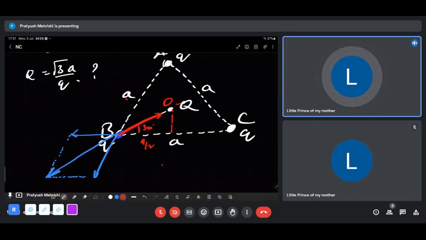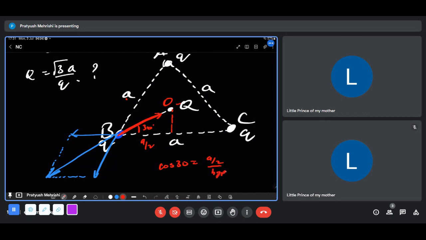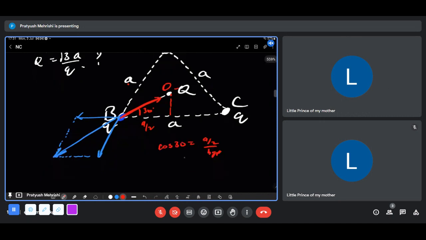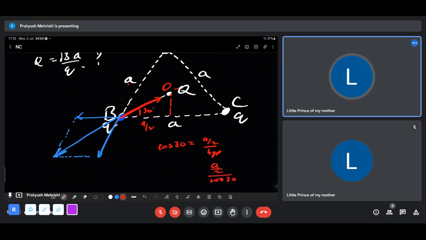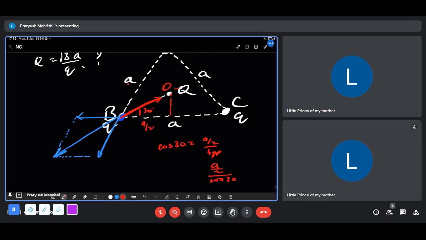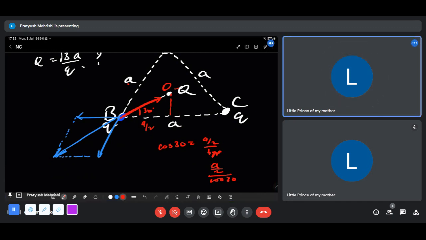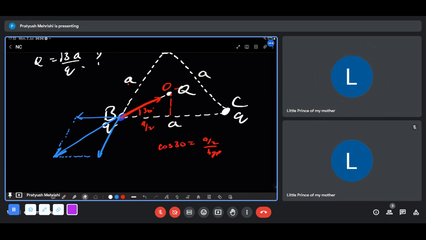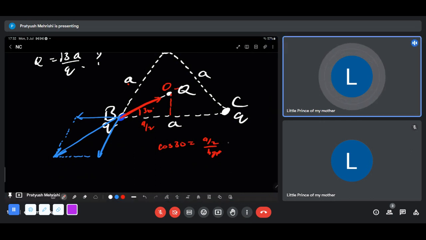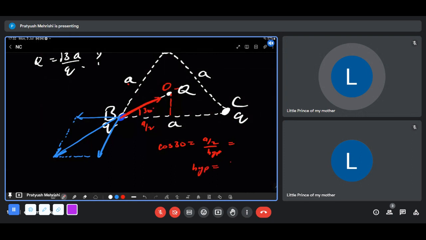So we can take cos 30 equals adjacent upon hypotenuse, a by 2 by hypotenuse. So hypotenuse will be equal to a by 2 upon root 3 by 2, since cos 30 is root 3 by 2. The 2s cancel. We will get the hypotenuse as a by root 3. Now, here the force is what?